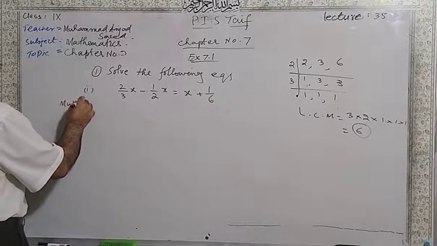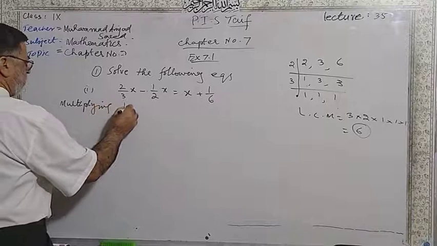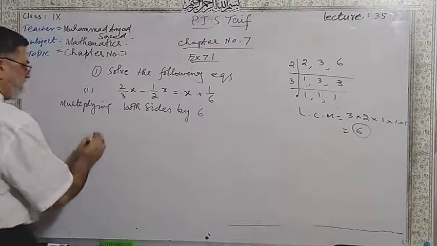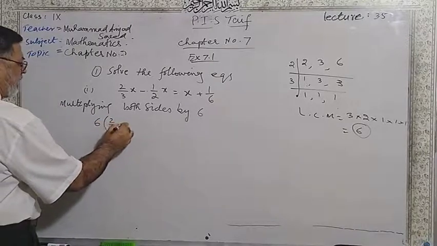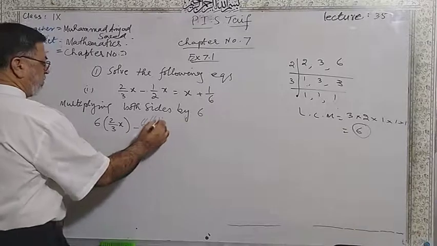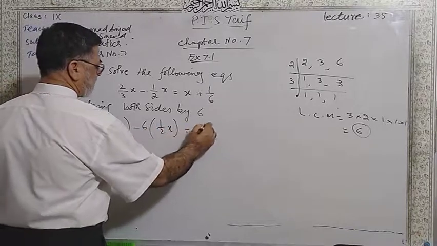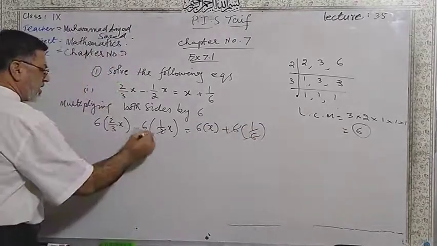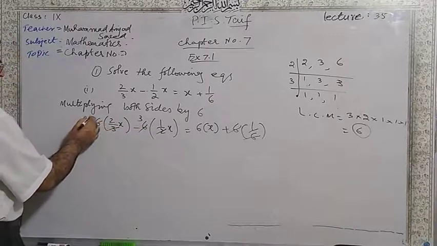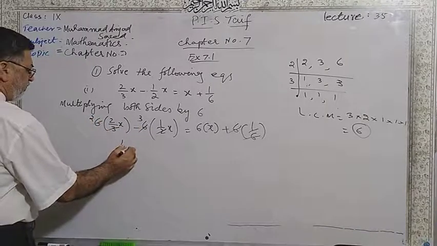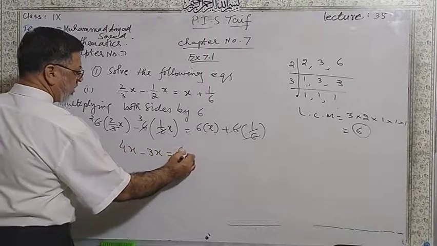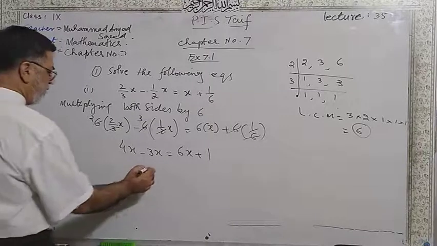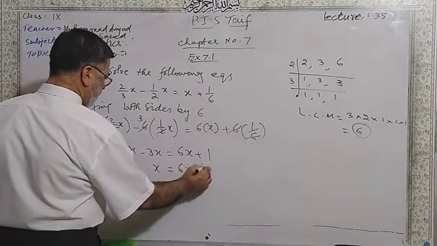Multiplying both sides by LCM, that is 6. 6 into 2 by 3 into x minus 6 into 1 by 2 into x, equals 6 into x plus 6 into 1 by 6. They are cancelled out to give 4x minus 3x is equal to 6x plus 1.